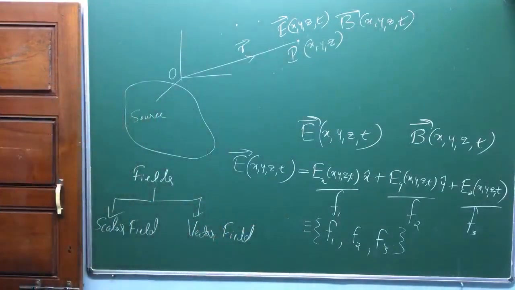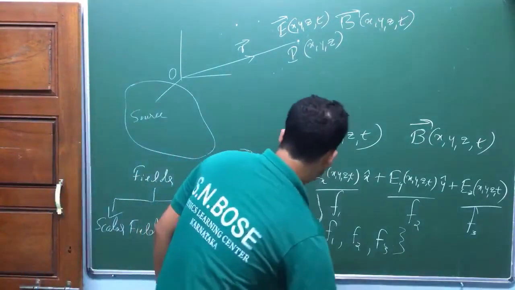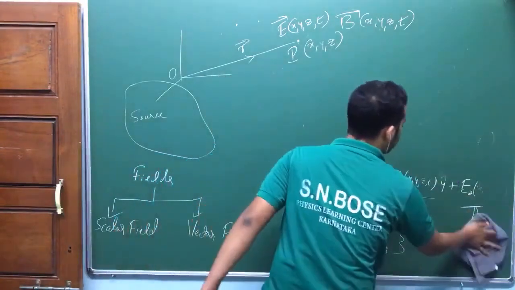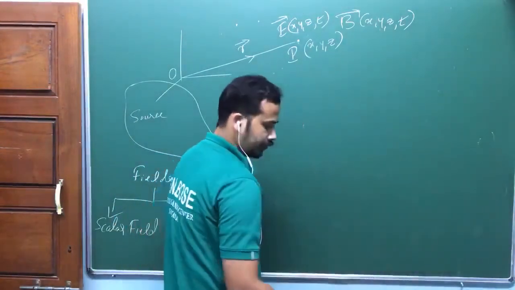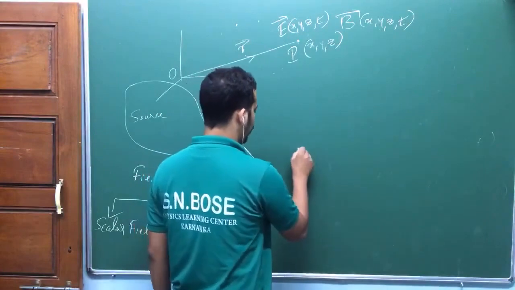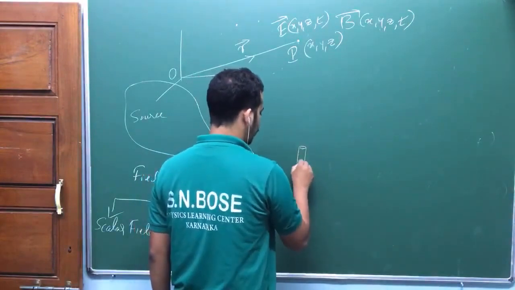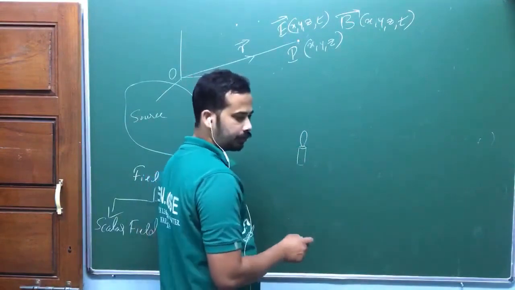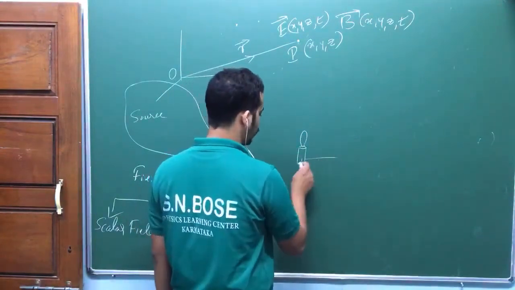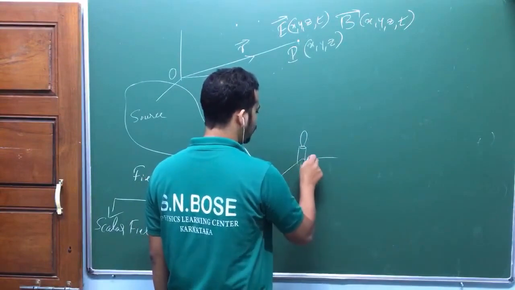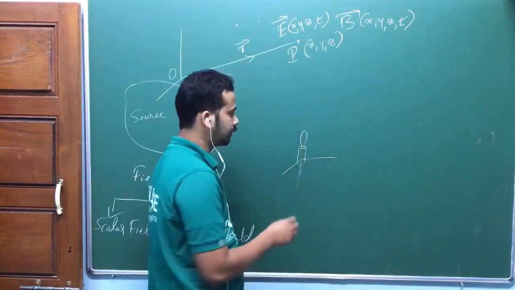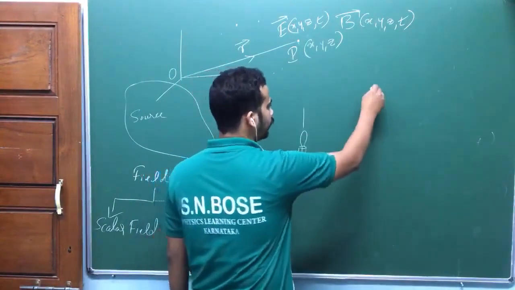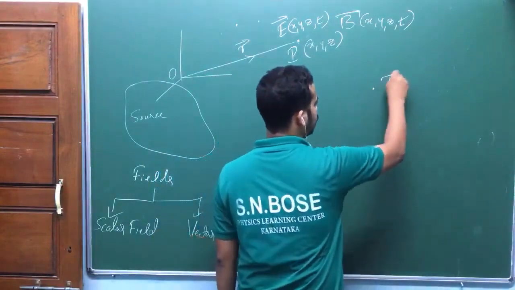Is that okay? So for example, again, the best example for the scalar field is, you have a candle here. Suppose this candle is placed at the origin. Let me think like that. And you are finding the temperature at this point.